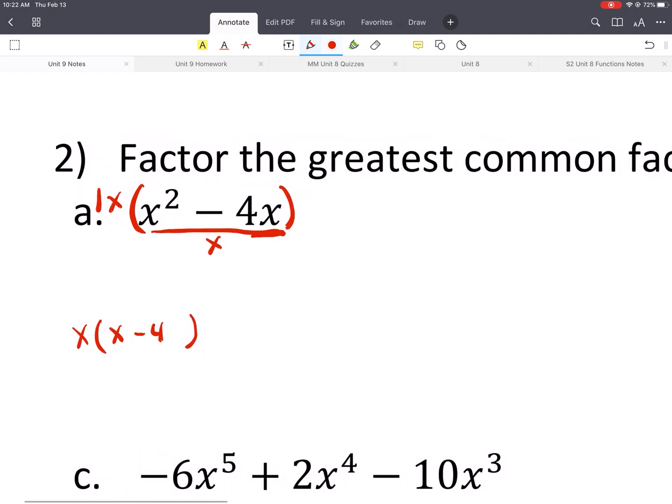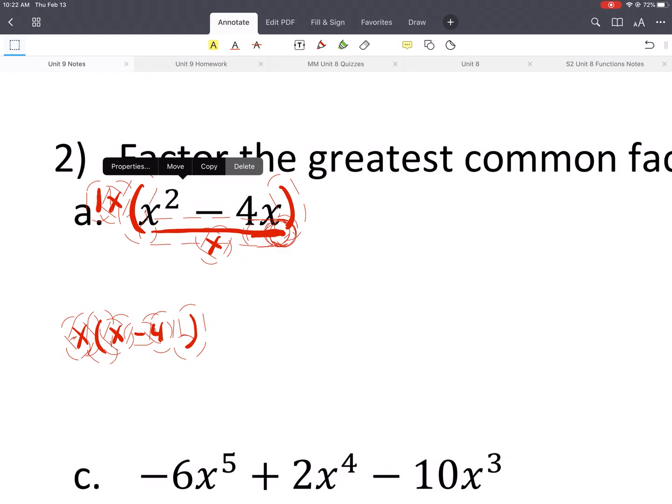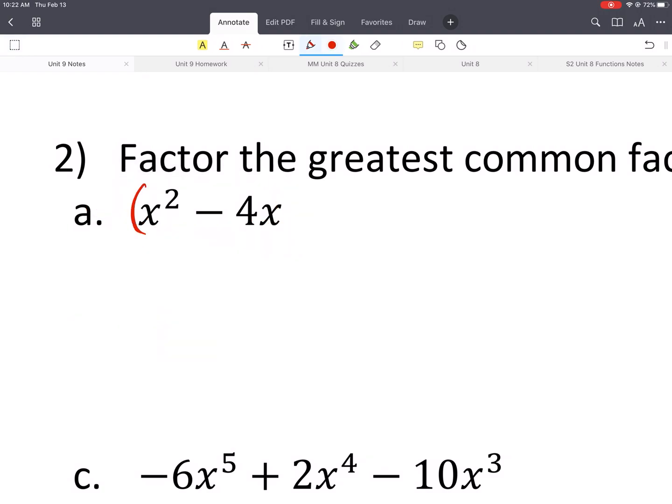Maybe I should say that a little better. So when you factor out an x, we also need to divide everything by x. Otherwise, the expression won't be balanced. Okay, you can't just magically multiply everything by an x. So if we keep it balanced like that, then yes, we end up getting x times x minus 4. You could always check and make sure you got it by distributing it back, and that would give you x squared minus 4x, which is what we started with.